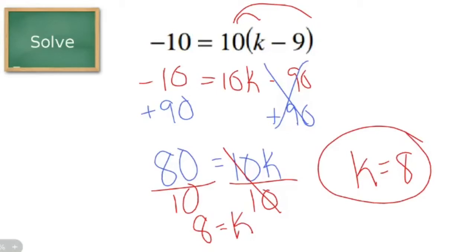And again, those of you go-getters who want to check your work, plug the 8 in for K. 8 minus 9 is -1. 10 times -1 is -10. I'm sure you all tracked exactly what I did there, and you're like, yeah, I gotcha.